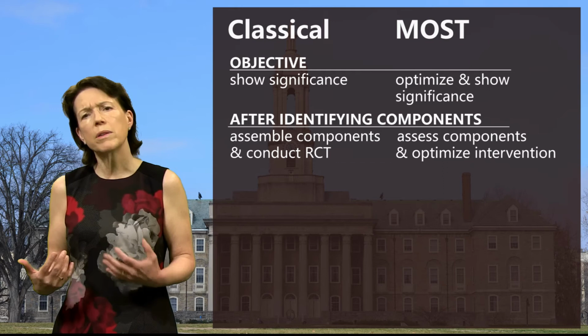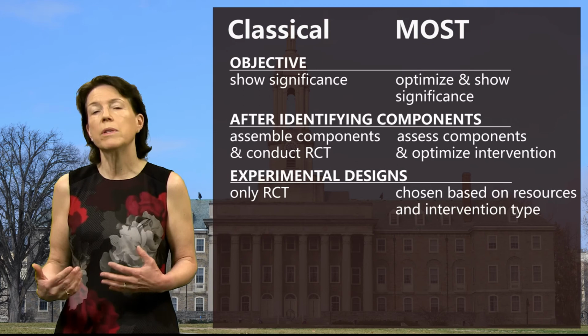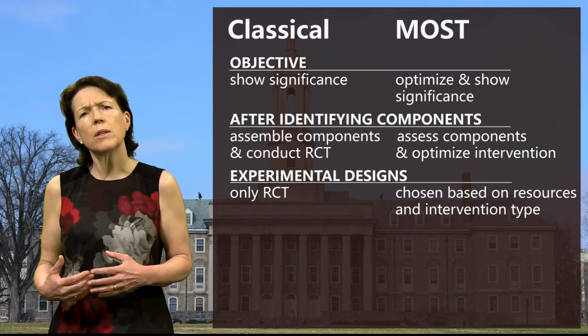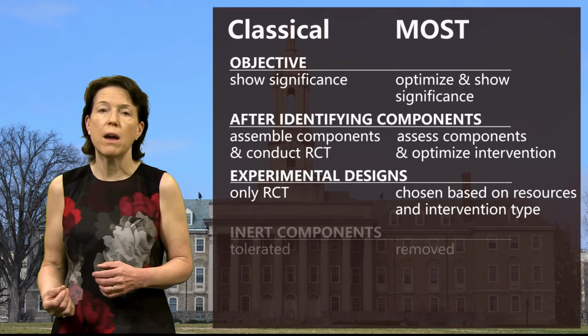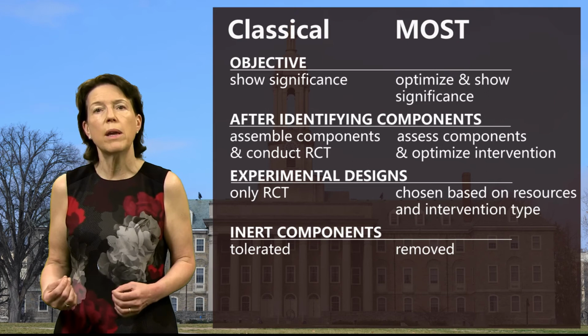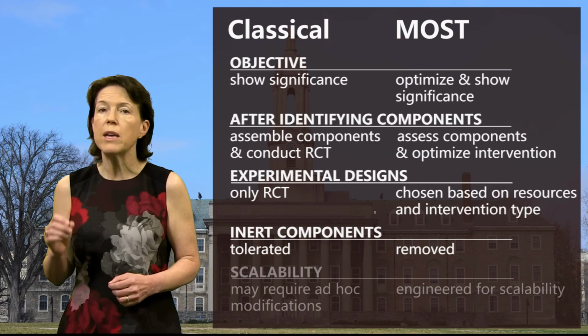In the classical approach, the RCT is pretty much the only experimental design that's used, but MOST uses a variety of experimental designs, and there are many to choose from. The investigator chooses the most efficient one for the type of intervention that's being optimized and the resources that are available. In the classical approach, inert and counterproductive components are generally tolerated as long as the effectiveness of the overall package can be demonstrated, but in MOST, such components are generally not tolerated. In the classical approach, once an intervention has been evaluated and is being implemented in the intended settings, ad hoc modifications are often necessary to make the intervention scalable and practical. In MOST, an intervention can be engineered for immediate scalability.